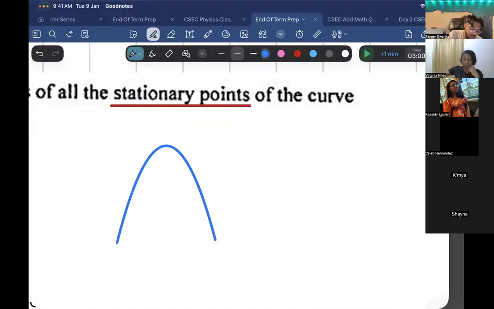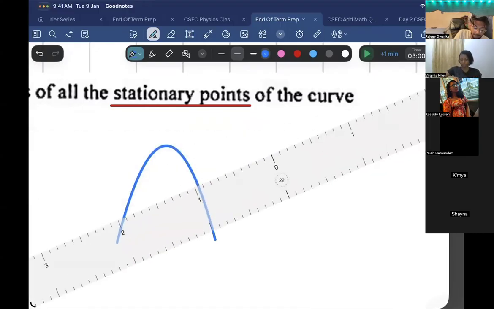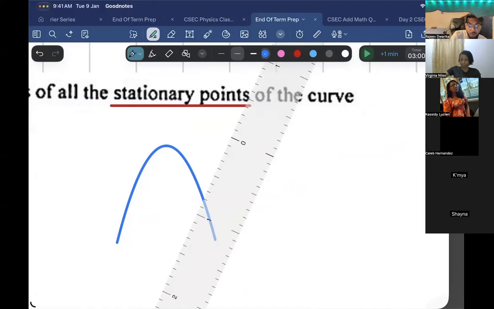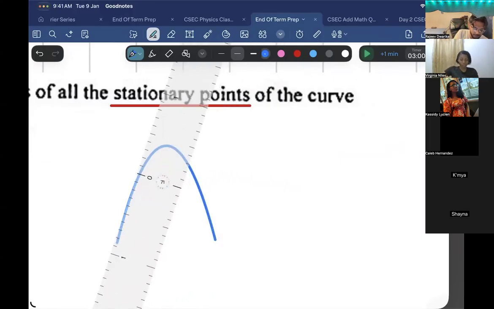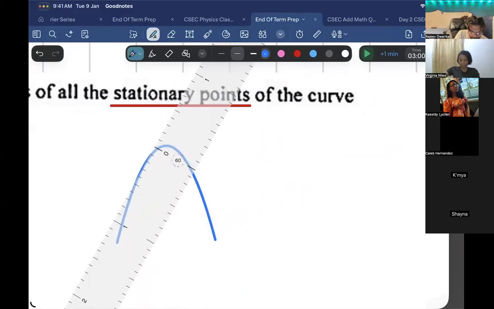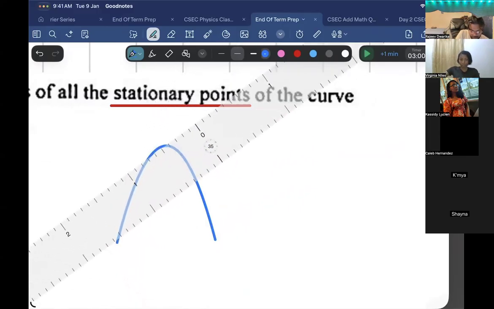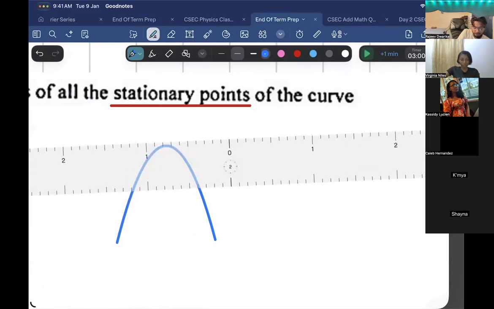Maximum. Right. So remember, when you're finding the gradient for a curve, is it the same everywhere or is it constantly changing? Constantly changing. Right. So the gradient here would be this. Stay with me. You see that as we move, the gradient is changing. And when we reach the top, where's the gradient here at the top?